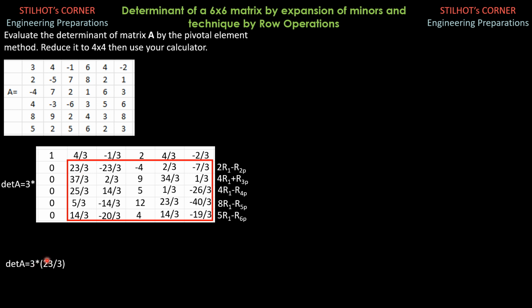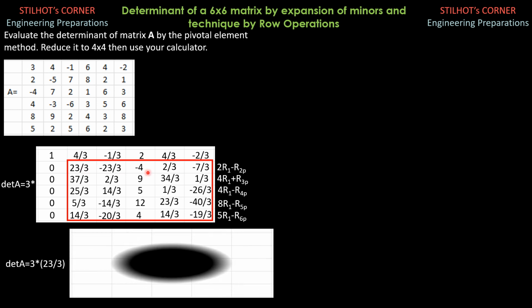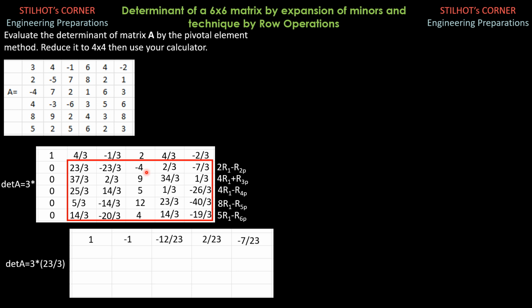So we have 3 times 23 over 3. So this is 3 times 23 over 3. So the net value here is 23 times. So it's like factoring out, or it's like multiplying all this by 3 over 23, so that this is 1, negative 1. Then negative 12 over 23 times 3 over 23, so 2 over 23 times 3 over 23, so negative 7 over 23.